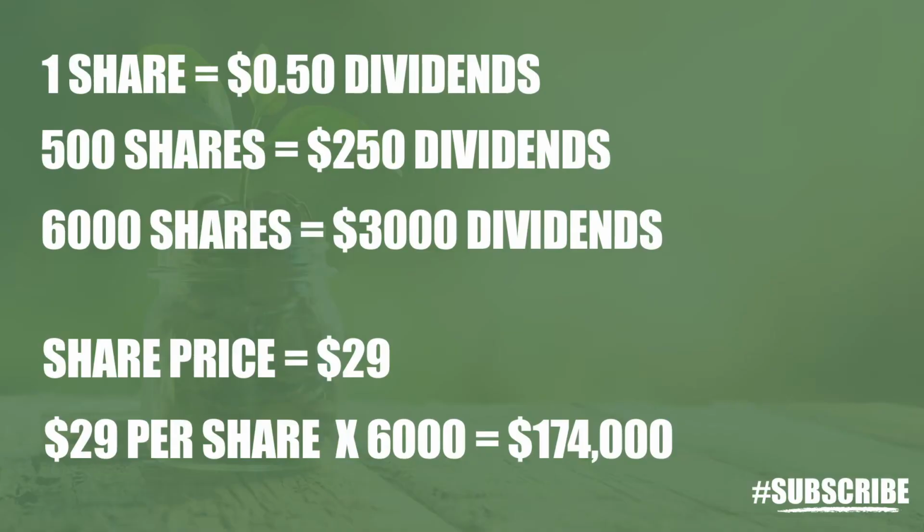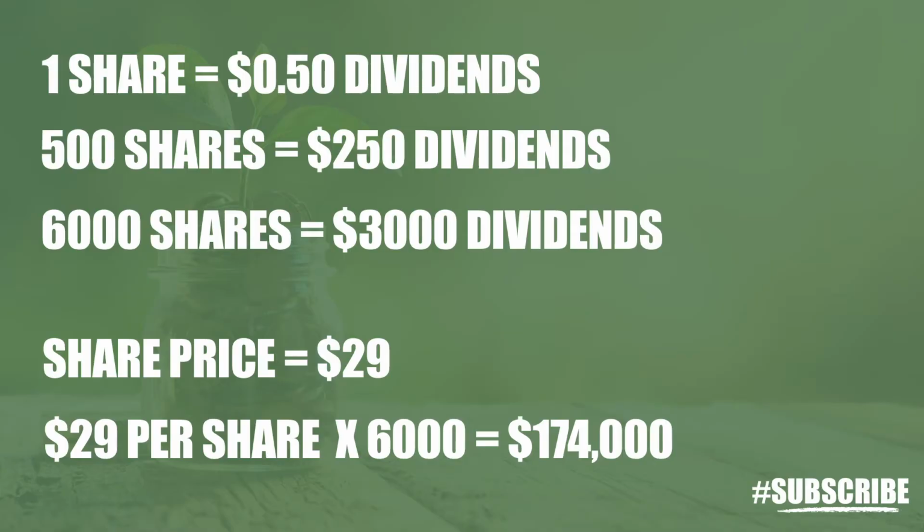So let's look at the math. If one share of AT&T will bring you 50 cents, then if you had 10 shares of AT&T, it's going to bring you $5, and that's going to be paid out every 3 months. So if you have 6,000 shares of AT&T, that's going to pay you 50 cents per share every time it pays its dividend, and AT&T pays its dividend every 3 months, so basically you're going to end up with $3,000 every 3 months.